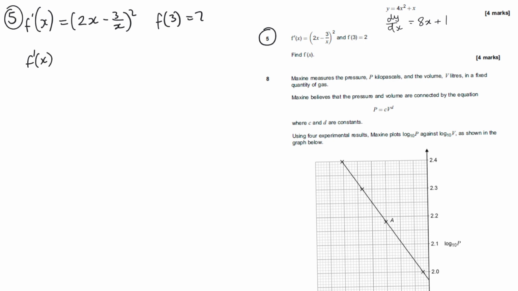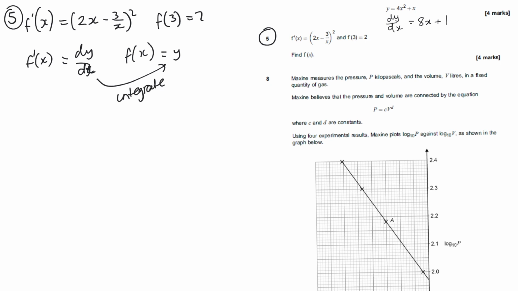Okay, so one thing I want to make clear is that f dash x is the same as saying dy by dx. So then f of x, which you may have been familiar with from GCSE, is the same as just saying y. So if you're now trying to work out what f of x is, to go from dy by dx to what y is, you need to integrate.